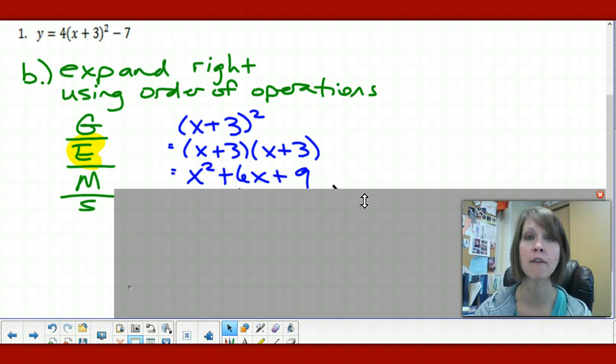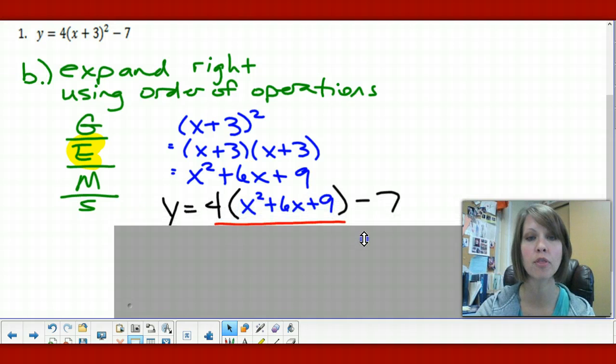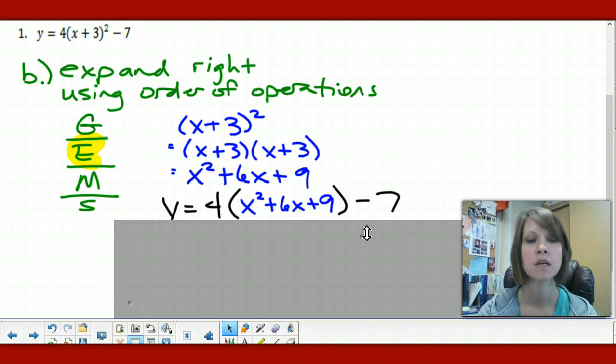Okay? Make sure you do the F, the O, the I, and the L of the FOIL, or that you distribute x to both of those and 3 to both of those and combine your like terms. All right, so we've done the exponents. Now I'm going to rewrite the equation with the new part in there. So y equals, we still have the 4 times, but the expanded form of x plus 3 squared, and then the minus 7 on the end. Okay, so that's the exponent part of order of operations.